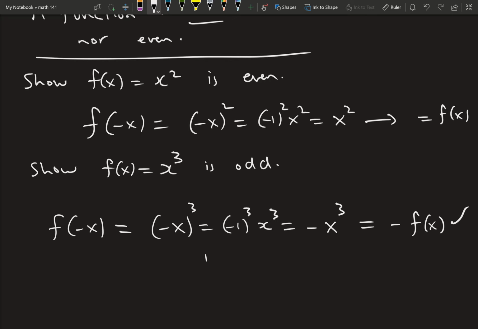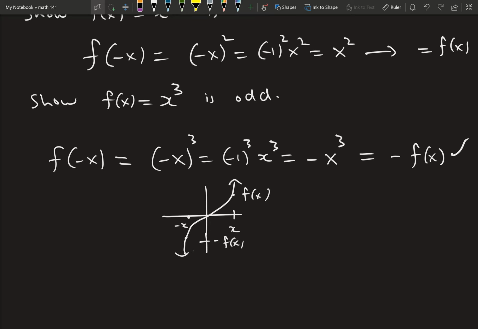And we know the graph of x cubed is something like that, and you can visually see here's f of x, here's negative x, this value must be negative f of x, and that algebraic correspondence corresponds exactly to symmetry about the origin.